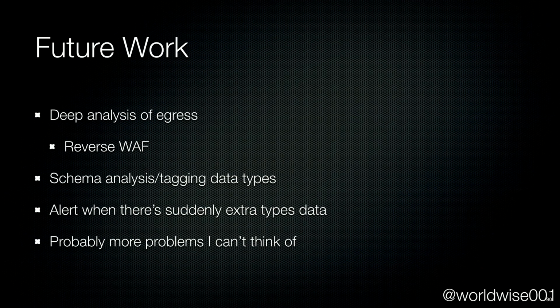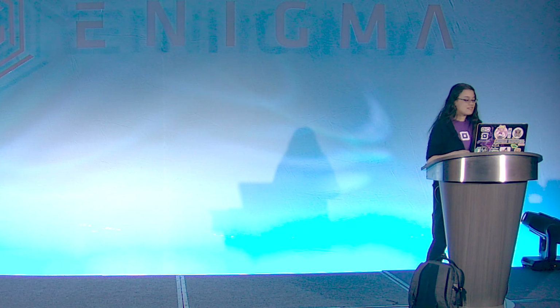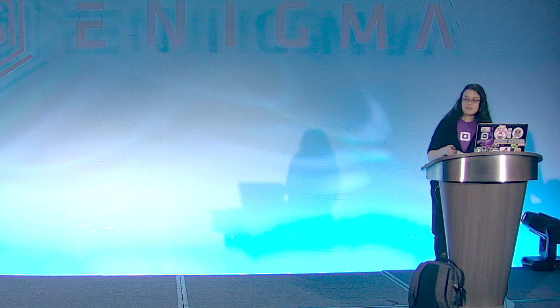Some things to think about. It'd be nice if we could do some deep analysis of egress, of things exiting our system. It'd be nice to do some schema analysis or tagging of data types in the data exiting the system. It'd be nice to throw an alert if there's not a change in how much data is going out, but a change in certain types of data going out. And there's probably a myriad more problems that I haven't thought of that I'm happy to talk more about with the audience after this. These are going to be the kinds of things we're thinking about throughout this year and into next year.